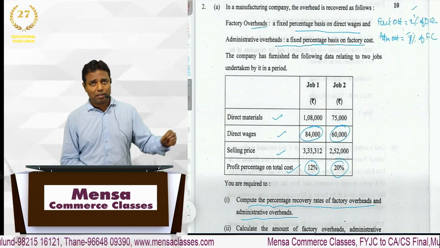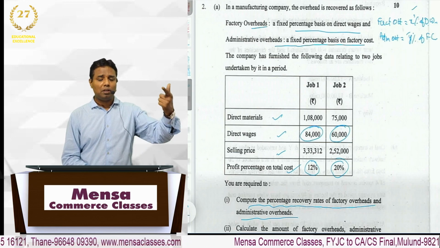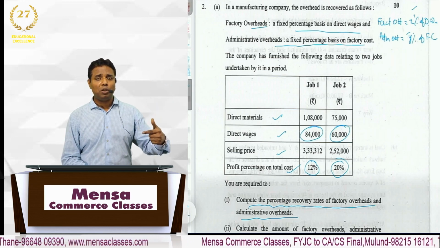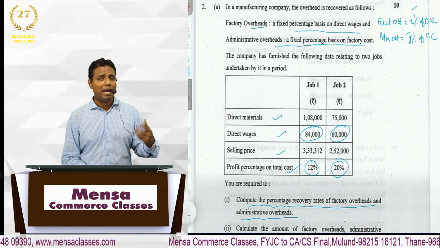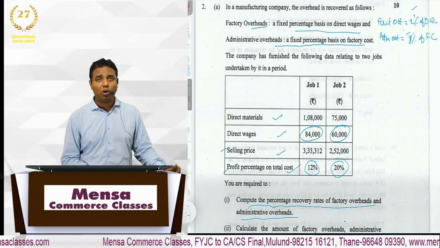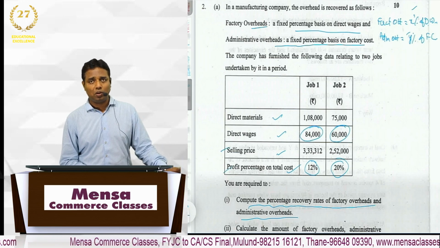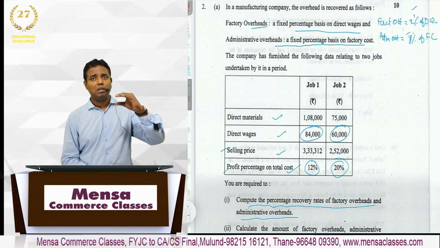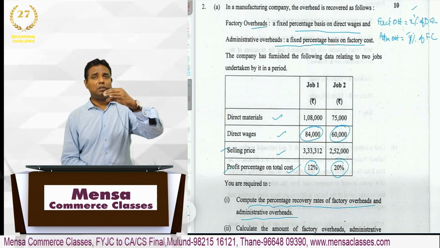Right? Then get the total cost. Add the factory cost plus admin overheads will give you the total cost. Do I have the total cost? Yes. How do I get the total cost? Selling price minus profit. If I do, I'll get the total cost. So my total cost is in numbers, as well I have the total cost in terms of X and Y.